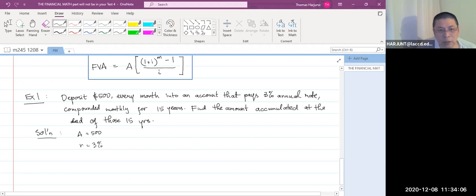I use the same interest rate. Of course, later on you look at the actual interest rate in the bank. So the i, as we have done earlier, is 0.0025, and P is 15, so the M is 12 times 15, that's 180. Okay, so then future value of annuity.